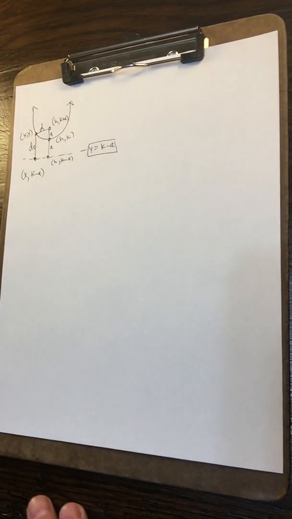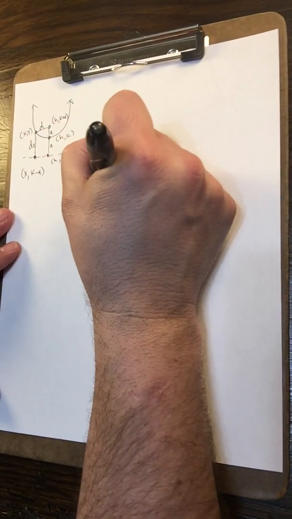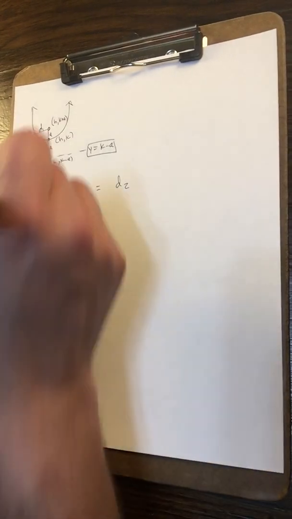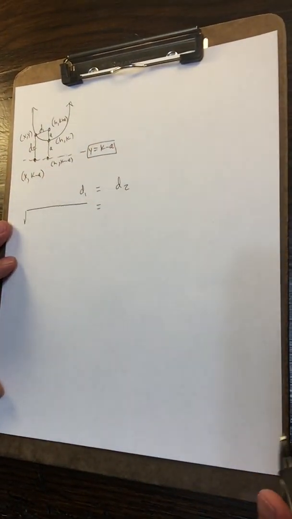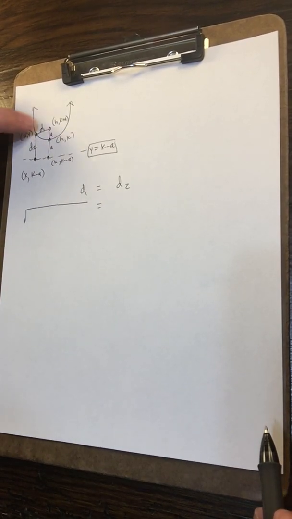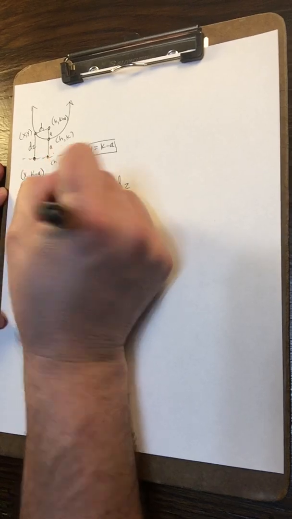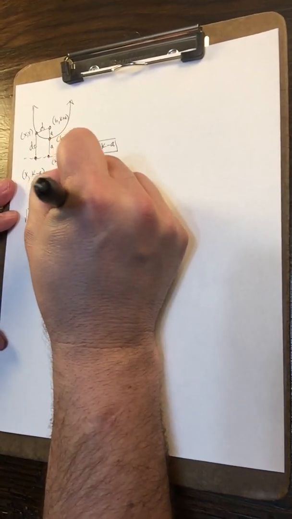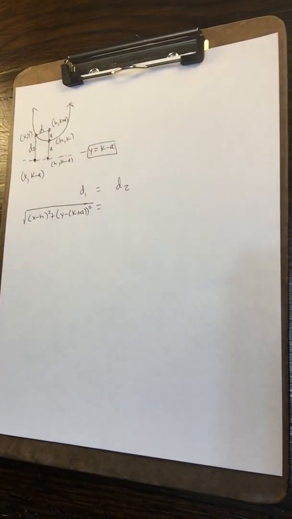Okay, there's your drawing. And now how I'm going to set this up is I'm going to say D1 has to equal D2. The definition of a parabola is that this distance is the same as this one. So I start out with the square root of, I'll go with D1, X minus H gets squared. And then Y minus, in parentheses, K plus A. That gets squared. That's just the straight up distance formula.